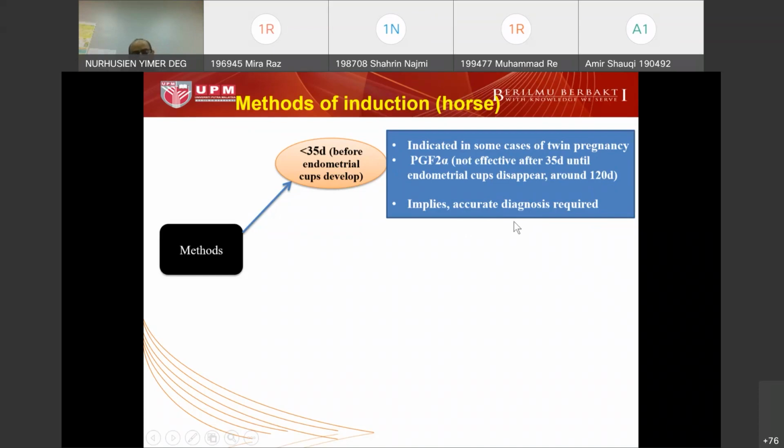The indication during this period of early pregnancy is most likely a twin pregnancy. You remember that twin pregnancy is one of the main causes of prenatal loss. This is also a cause of infertility in animals, because mares naturally are not able to support two fetuses at a time in a normal gestation period. So whenever you have a twin pregnancy, you have to terminate one of them and allow the other one to continue.